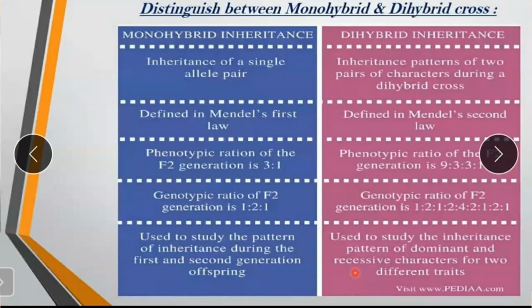Then in a monohybrid cross, the phenotypic ratio of the F2 generation is 3:1. In dihybrid inheritance, the phenotypic ratio of the F2 generation is 9:3:3:1. The genotypic ratio of the F2 generation in monohybrid is 1:2:1. In dihybrid, the genotypic ratio of the F2 generation is 1:2:1:2:4:2:1:2:1, meaning a total of 9 types. Monohybrid inheritance is used to study the pattern of inheritance during the first and second generation offspring. And dihybrid inheritance is used to study the inheritance pattern of dominant and recessive characters for two different traits.